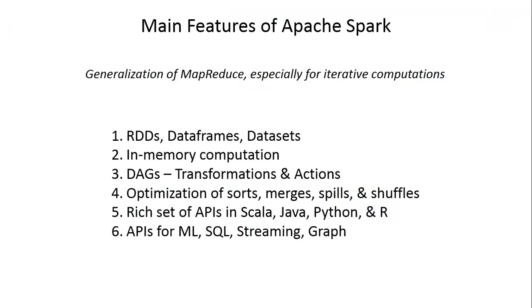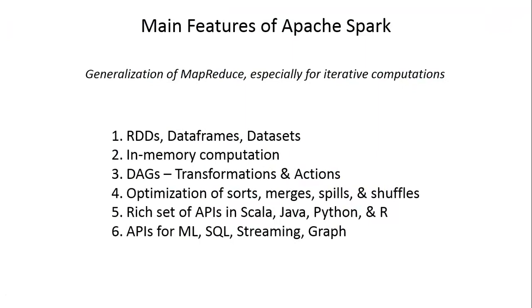So these are the main features of Spark. Apache Spark, as I said, is a generalization of MapReduce, especially suited for iterative computations. And these are the 6 things you need to remember about Spark.